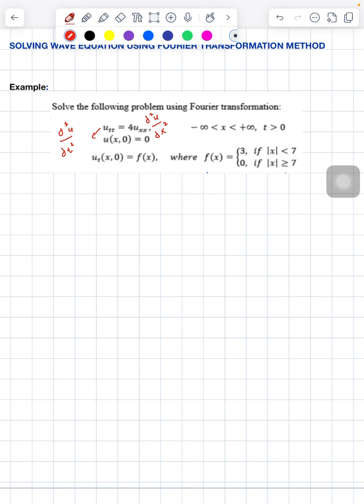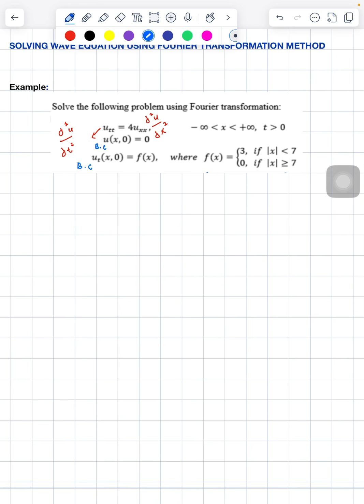And we are given boundary conditions. This is our first boundary condition: u at 0 equals 0. And also we have u_t at 0 equals f(x). This is the second boundary condition. And given f(x) equals 3 and 0 outside the interval -7 to 7.